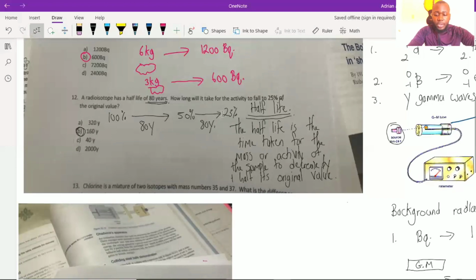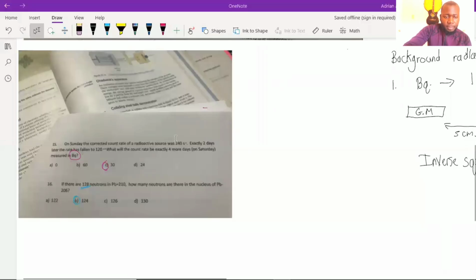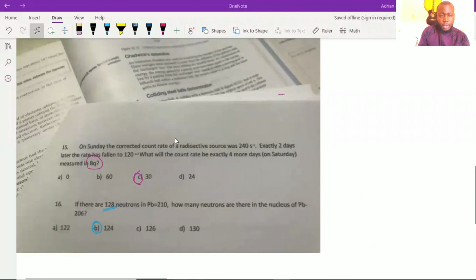All right, let's move to the other questions. Let's look at this question right here. Let me enlarge it a little bit. And it says, on Sunday, the corrected count rate of a radioactive source was 240 disintegrations per second. Exactly 2 days later, the rate has fallen to 120 disintegrations per second. What will the count rate be exactly 4 more days on Saturday, measured in becquerel? I already circled the answer for this, but I'm going to show you how we arrive there. So let's start with where it is.